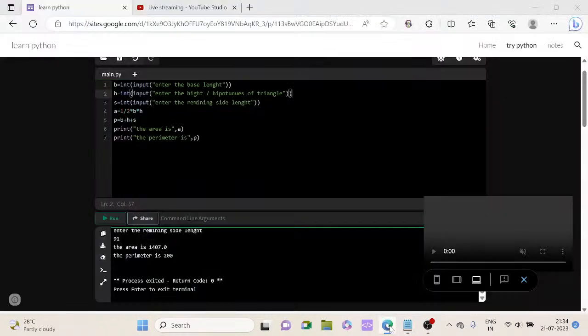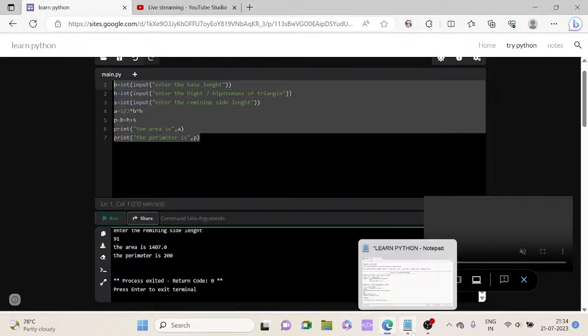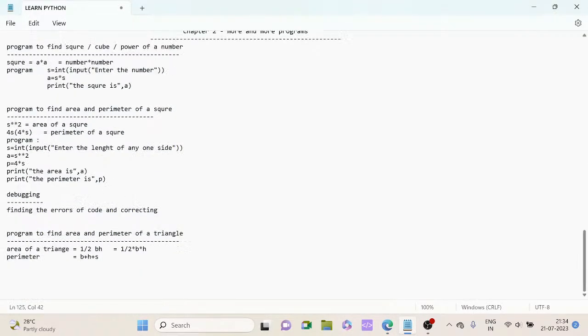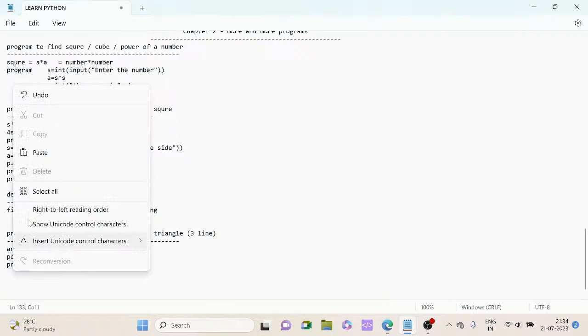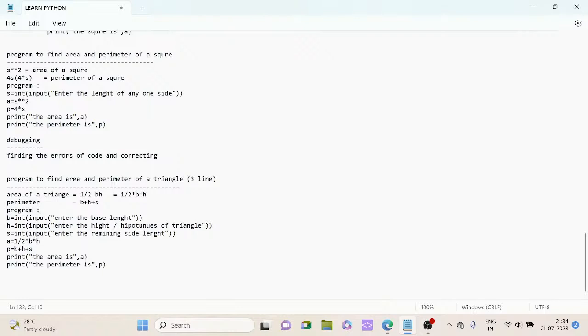Okay, so now this is a program to find the area and perimeter. It's a 3-line program. When starting it's 3 lines, so I said it like that. So this is the program. Like this you need to do. If you understand it, it's easy and you can write your own types of programs.